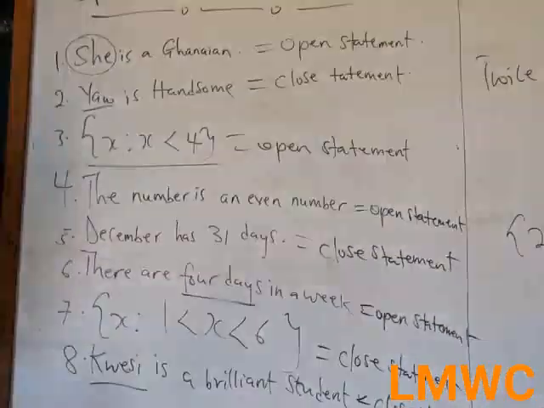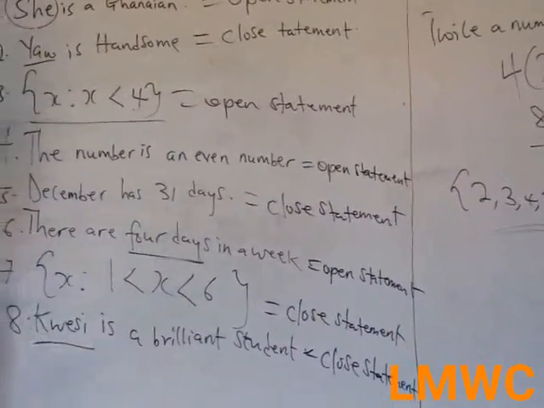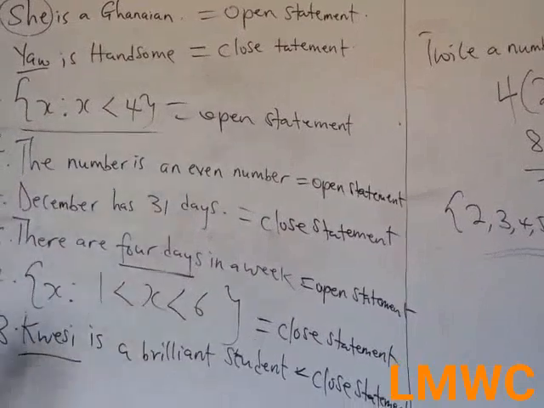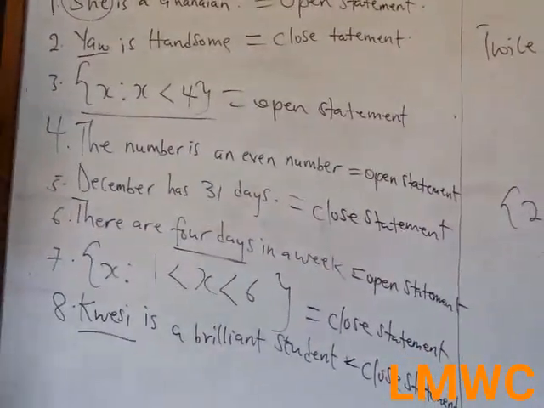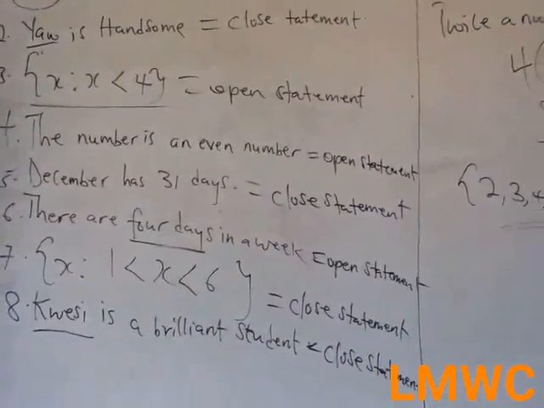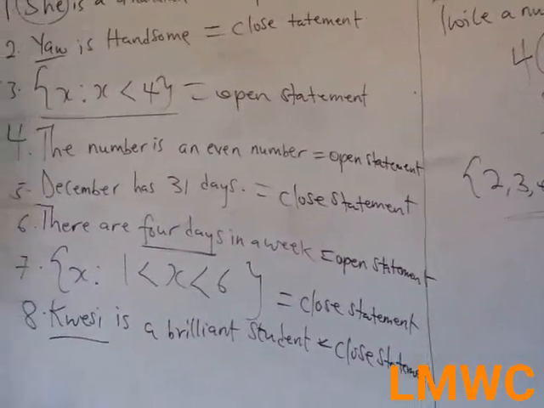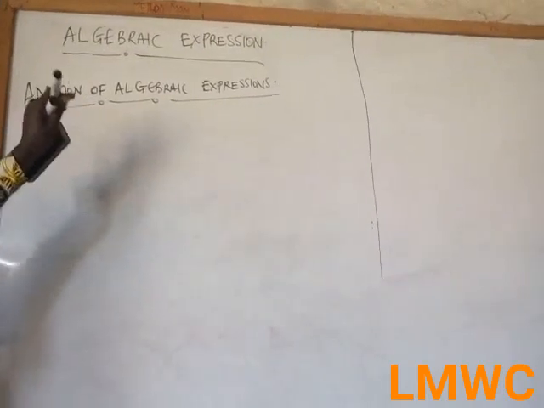Closed statements give a true value and contain no variable. But open statements contain one or more variables, and they are neither true nor false. So take note. We are now on addition of algebraic expressions.